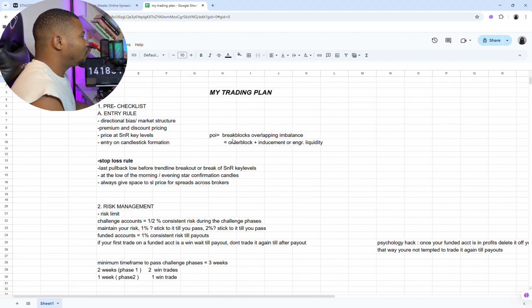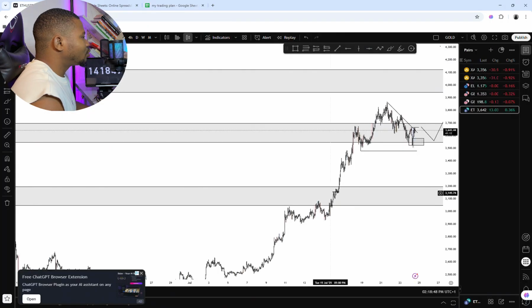I also make use of POIs. Alright, now if I'm not making use of these ones, I look out for breaker block in terms of the entry. Price coming at this support and resistance key level could be breaker blocks, right? And they could be order blocks as well. So let me just show you guys what I mean in the chart.